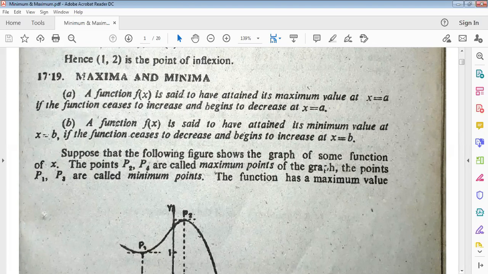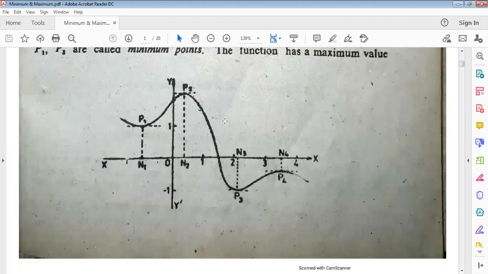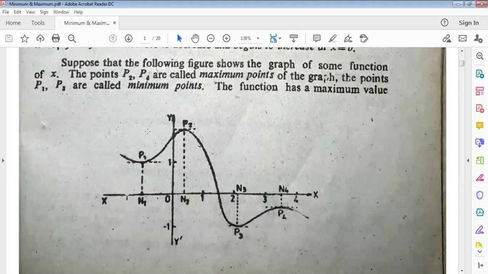Again, the function f of x is said to have attained its minimum value at x equals b if the function ceases to decrease and begins to increase at x equals b. That means this is the opposite of maximum. Now, from the graph, we will try to see what is maximum and what is minimum.